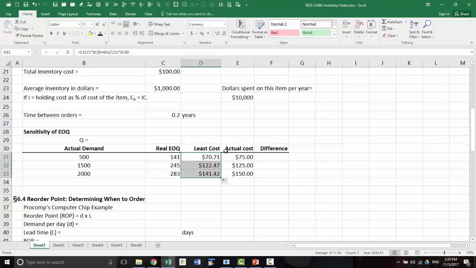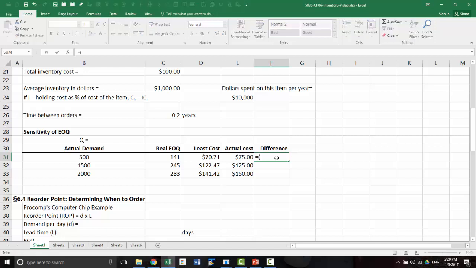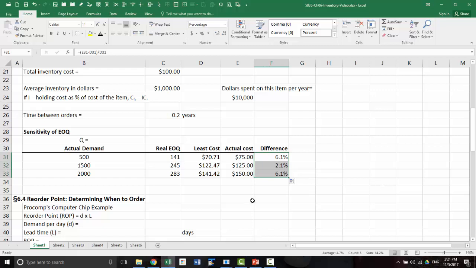So what is the difference? How much is the change? So let's see. The actual cost minus the least cost divided by the least cost. And that's a percentage, so I'll change it to percent. You see that it is very small. The actual difference in percentage terms is very small.